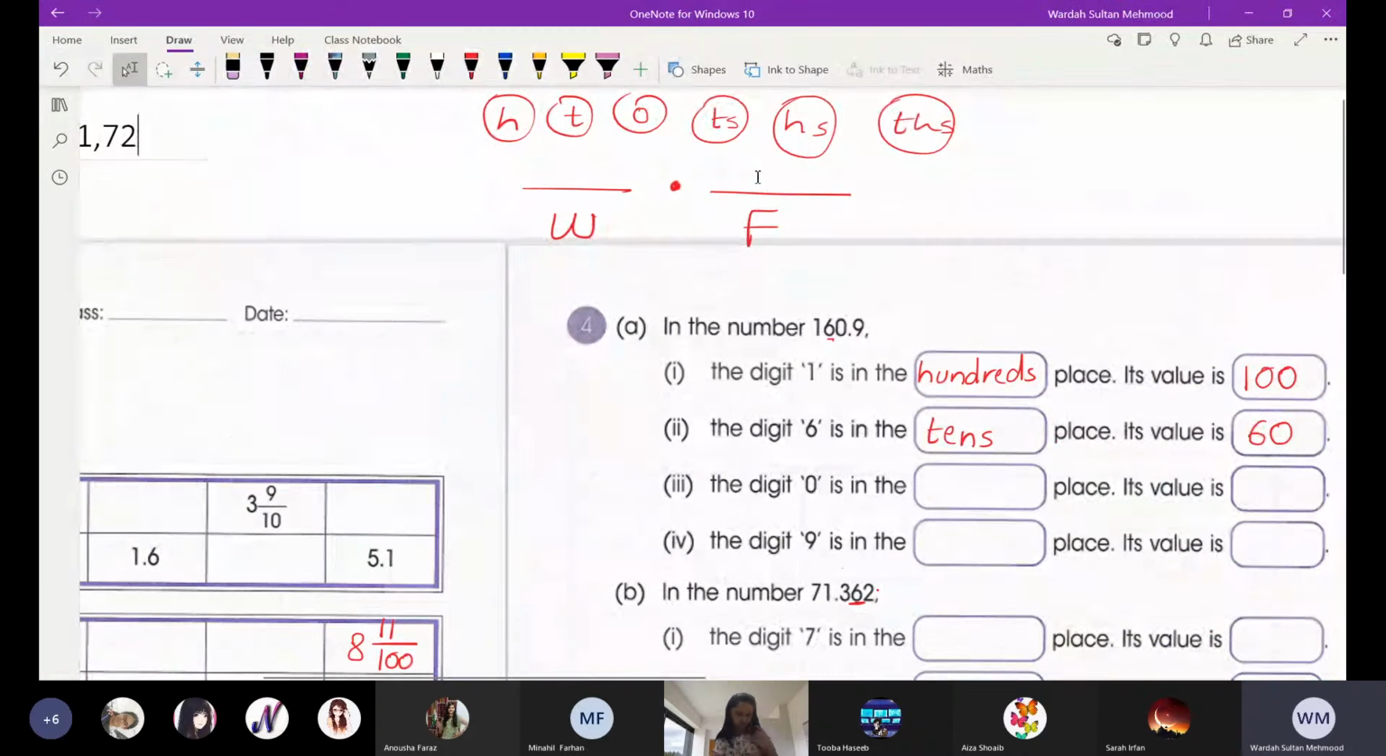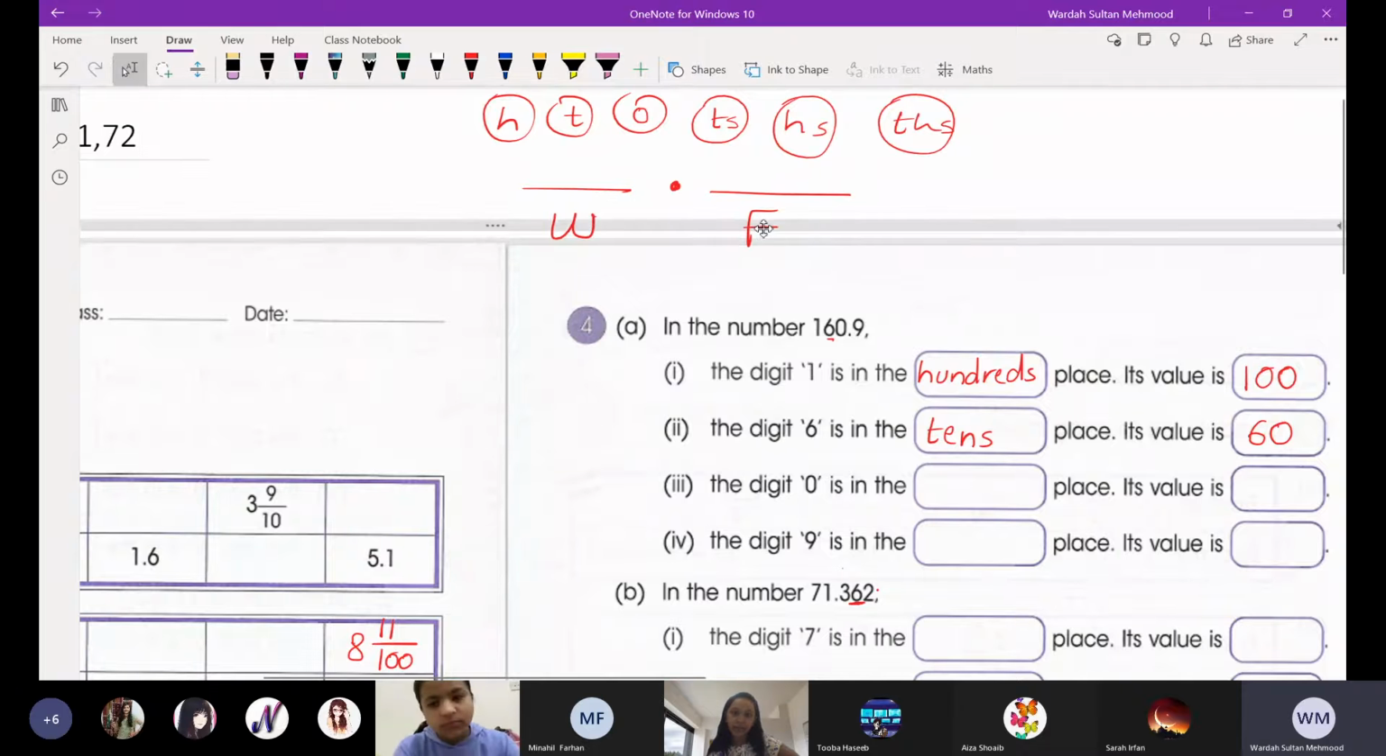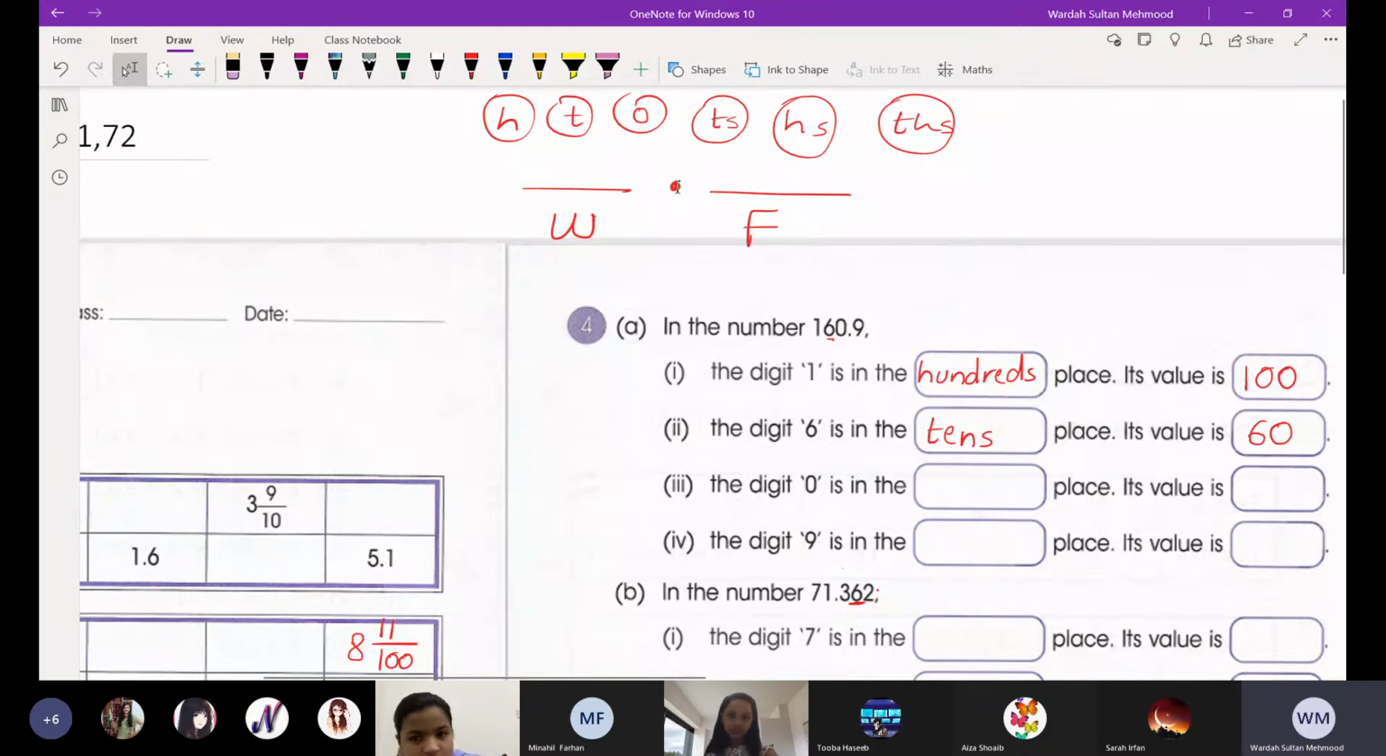Just remember that whenever you have a decimal point, on the right side you have the fractional part, and on the left side you have the whole part. Don't open any page or anything yet. Just look at the screen. The whole part and the fractional part have separate places. Whole has separate places, fractions have separate places. Whole places start from the decimal point, and fractional places also start from the decimal point.